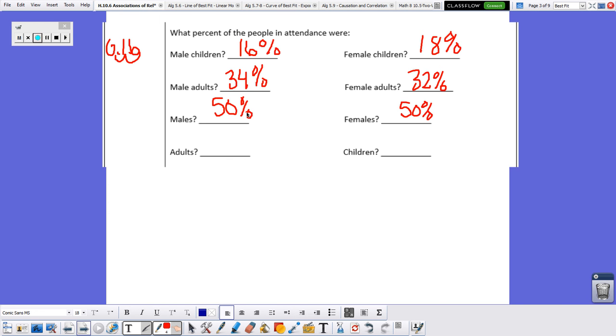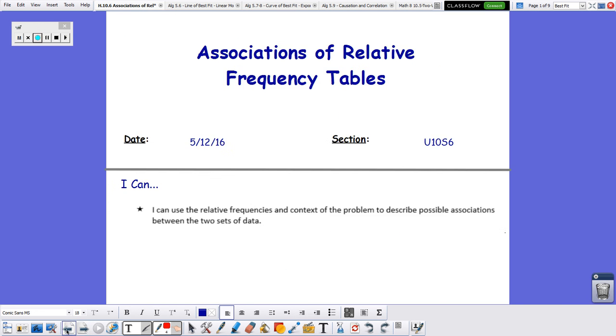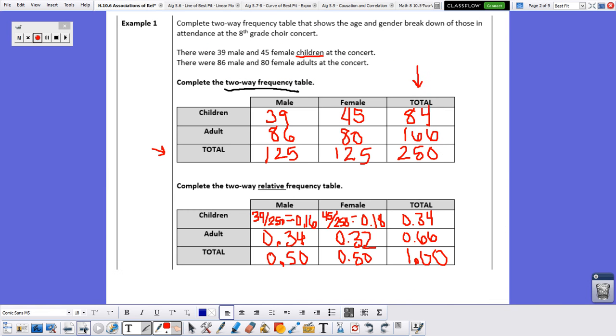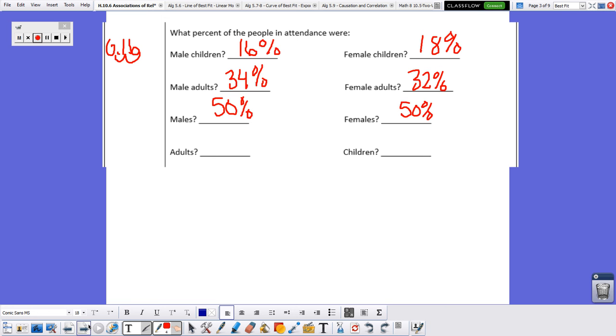How many were adults? We're going to go to the adults column. Oopsie daisy. So adults are right here. We want this total of all the adults. 0.66, that gives me 66%.